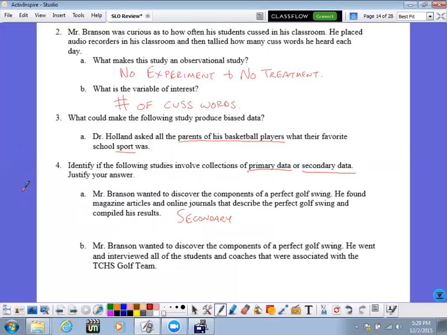Letter B, Mr. Branson wanted to discover the components of a perfect golf swing. He went and interviewed all of the students and coaches that were associated with the TCHS golf team. He's doing the interview. Primary. He's doing the data collection. So don't get that mistaken with this up here. Somebody else did the data collection. He's just reading about it.